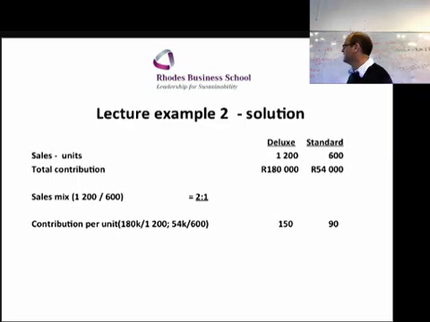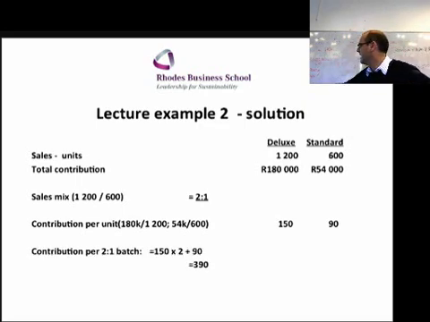Okay, so we can now say, what is our contribution per unit? It's 150 and 90 Rand. You can see where we get our contribution per unit from. 180,000 for the deluxe divided by our sales of 1.2 million. And likewise for the standard, 54,000 divided by 600. So if we want a break even per batch, and each batch has 2 units of deluxe and 1 of the standard, we now want to say, what is our contribution per batch?